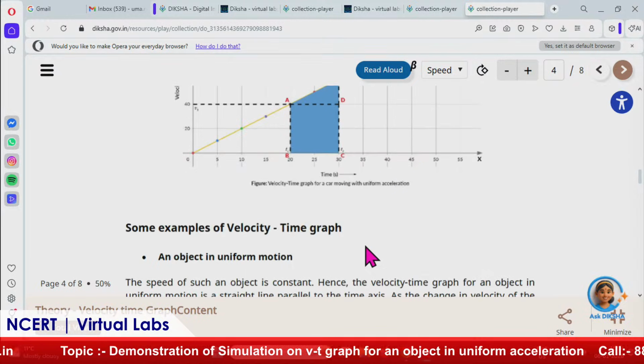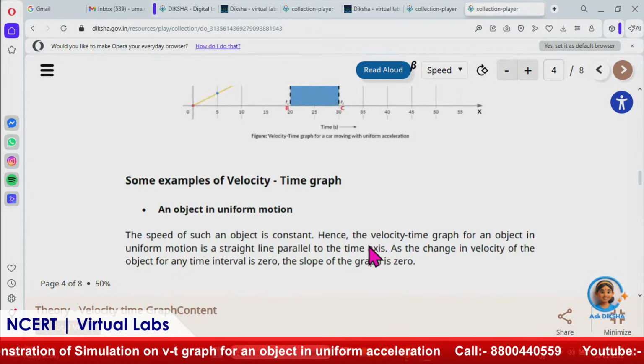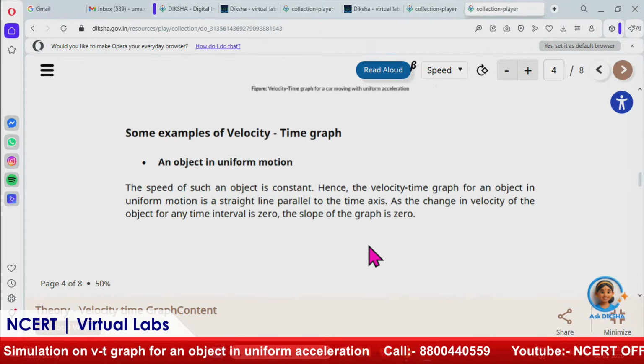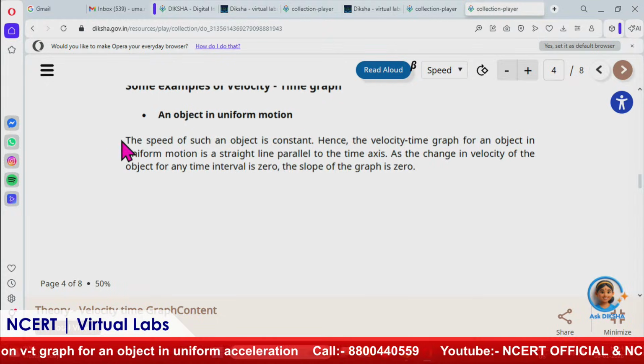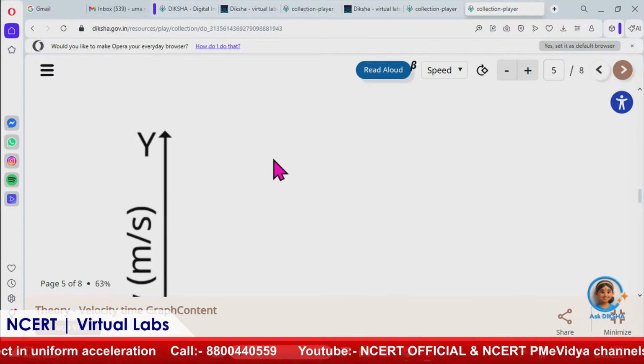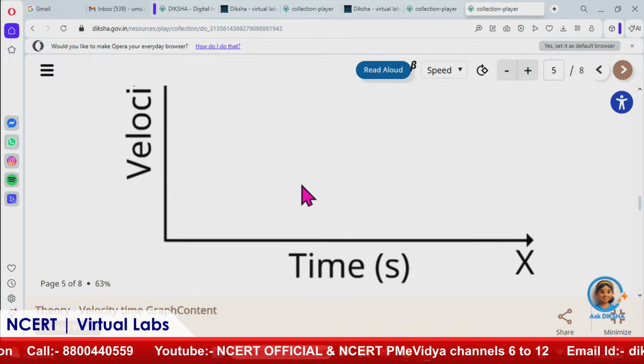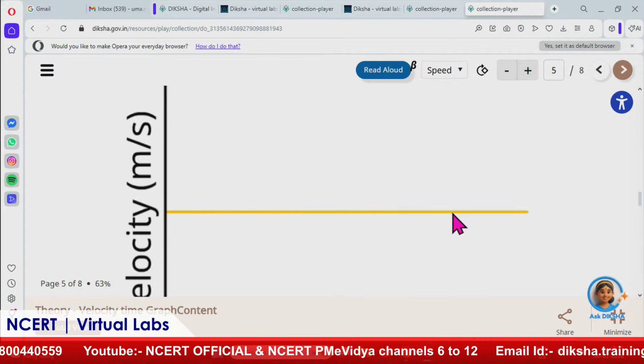So, by simply one graph we can calculate so many things. It is indeed a very important topic of grade 9th, when the object moves in a uniform motion. Now here I am showing you different examples. When an object is moving in a uniform motion, here you can see velocity is constant.